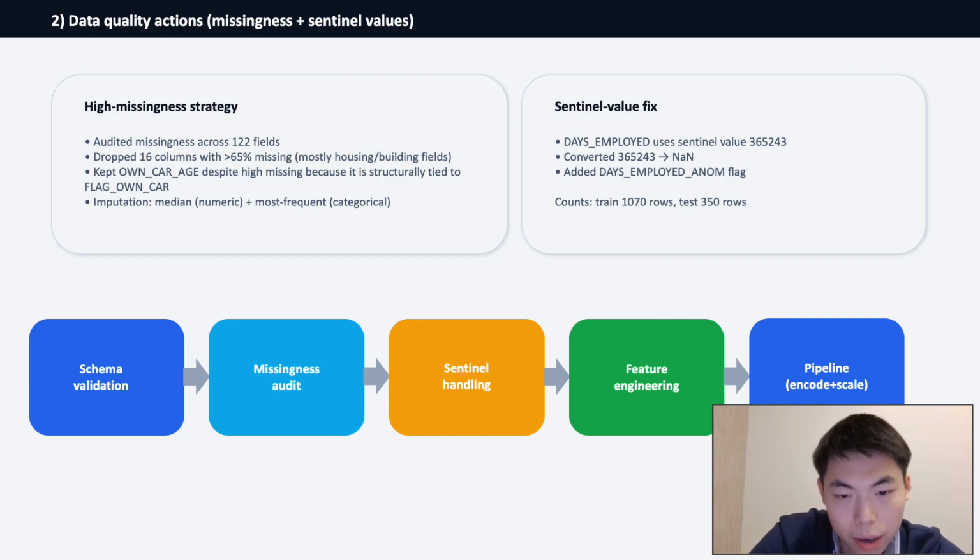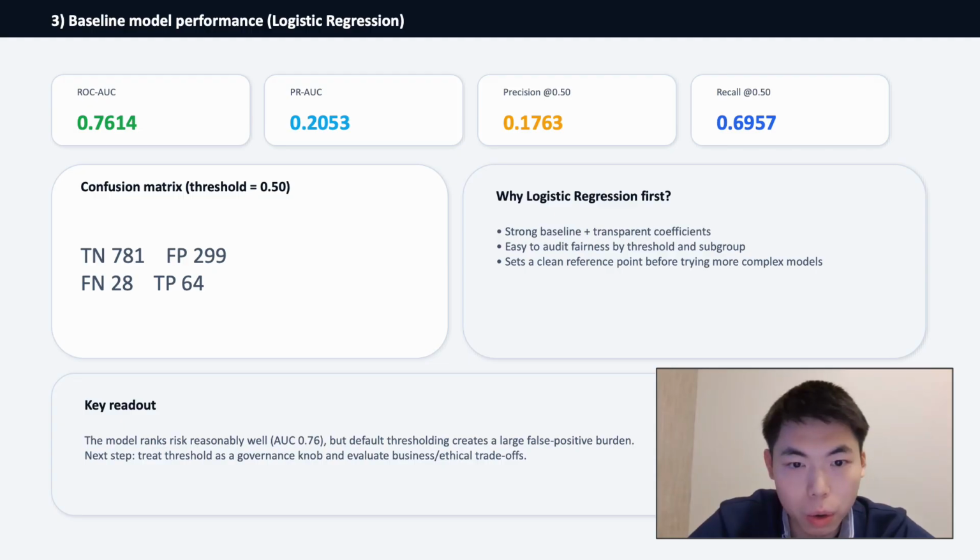Then we created the preprocessing pipeline with imputation, one-hot encoding, and scaling. This gives us a clean, repeatable process for modeling. We chose the logistic regression model because it's simple, easy to explain, and a strong starting point for responsible AI work. The details of the baseline result are on the slide. You can see it, and this result tells us the model has useful ranking ability.